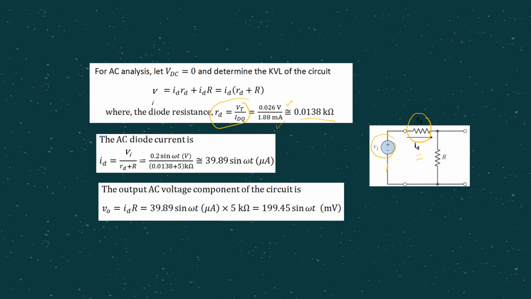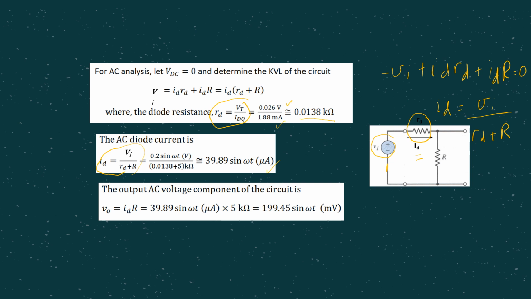So same thing, we do KVL. Okay, minus VI plus IDRD plus IDR equals 0. So in this case, you can find ID, which is given by VI over RD plus R. Okay, so you get this equation, substitute everything, you are supposed to get the ID. This ID is the AC component.